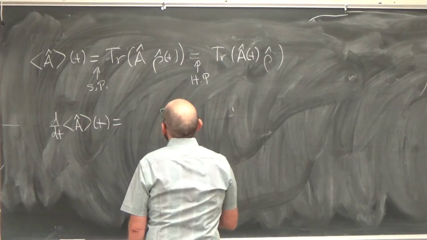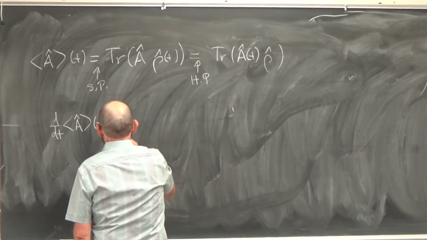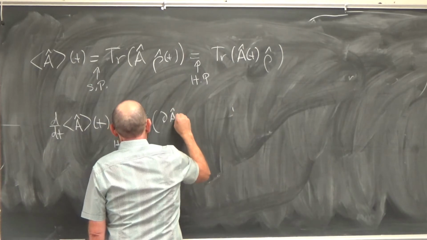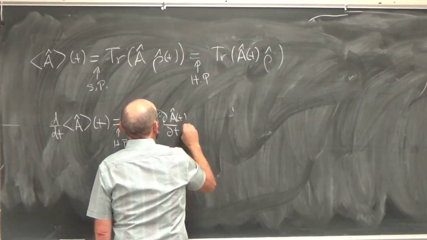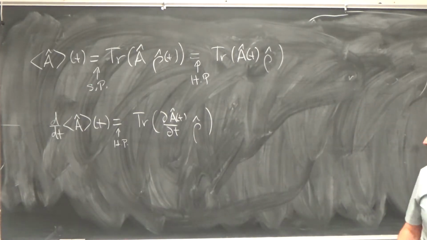Well, I could do this in either way. Let's do it in the Heisenberg picture. So that's the trace of the observable.